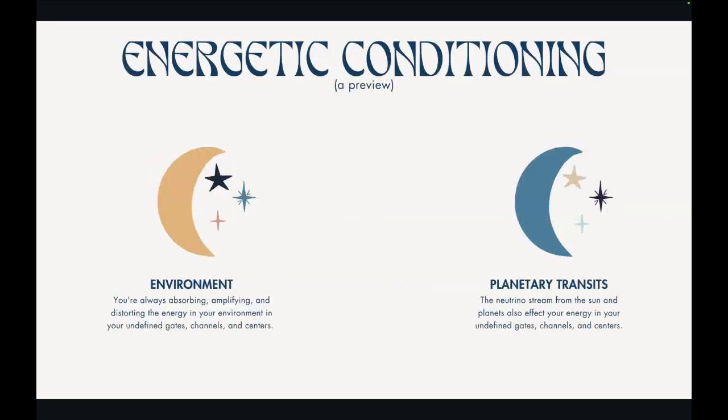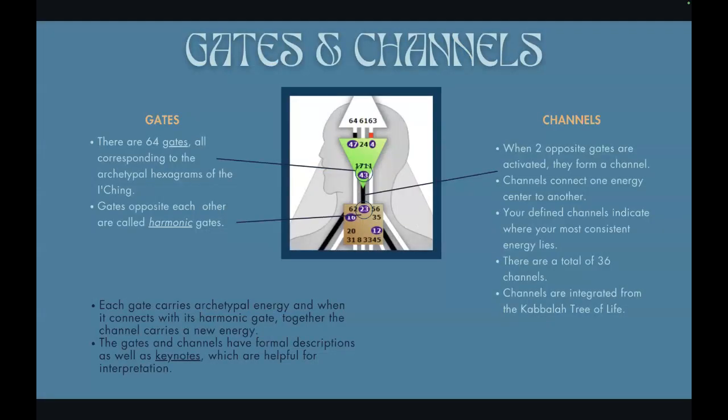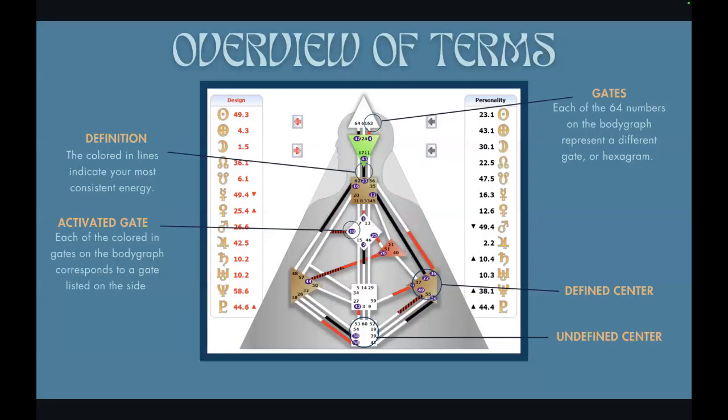Okay, so that is your introduction to the body graph. This is the meat and potatoes here. And obviously, all of these things are what we're going to be covering over time. We're going to get into the centers, the channels, the gates, all of these things.